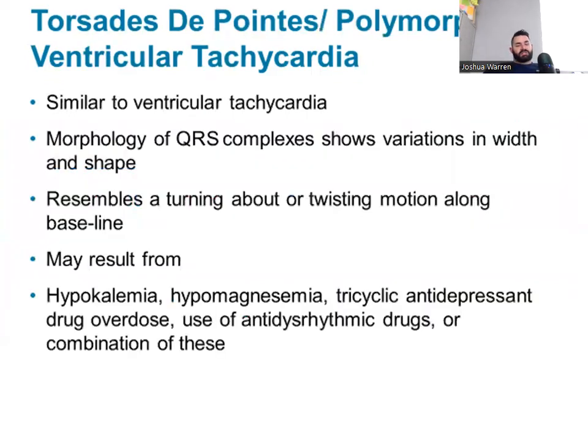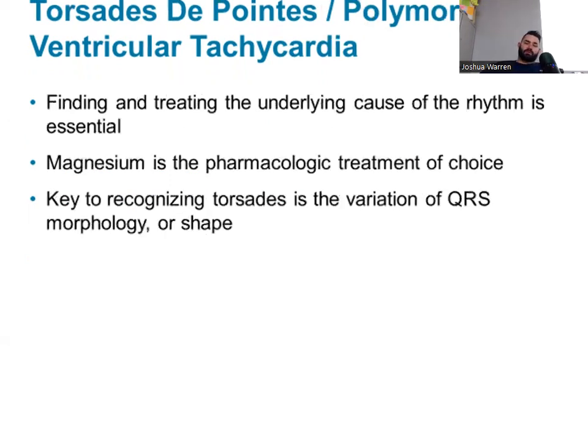So the rules, similar to VTAC, it is still a VTAC of sorts. Morphology shows variations in shape, size, amplitude all over the place, resembles a turning or a twisting motion from baseline, may result from hypokalemia, magnesium, tricyclic antidepressant overdose is a very common one, and the use of antiarrhythmics. So TCA overdose is a very common cause of torsades. So the best thing you can do is to find and treat the underlying cause, throw some mag on them.